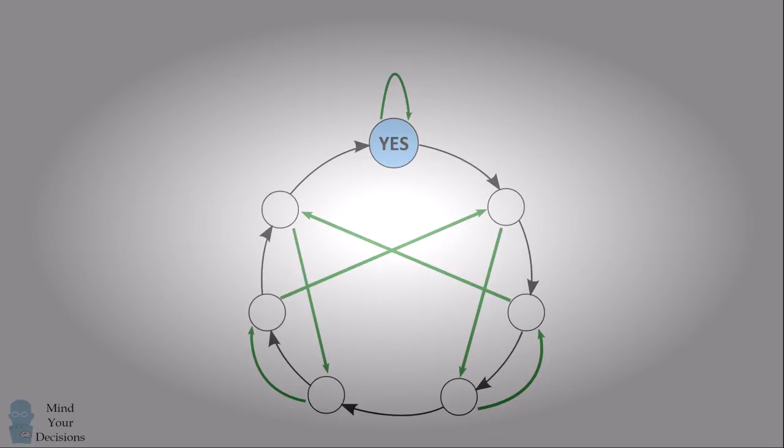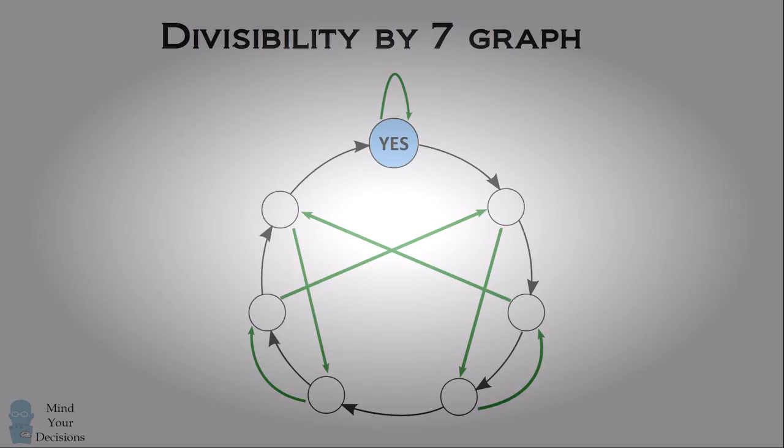In this video, I'm going to teach you a cool math trick where you can tell whether a number is divisible by 7 just by using this graph. Let me explain the instructions. You start out by placing your finger on the circle that's labeled yes.